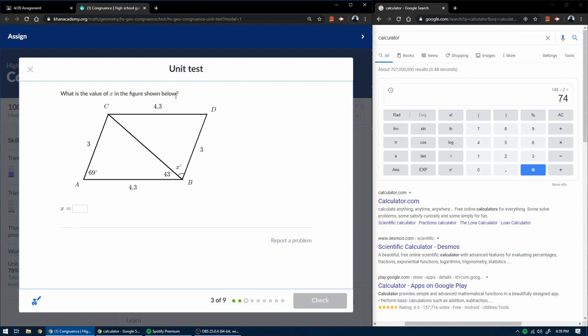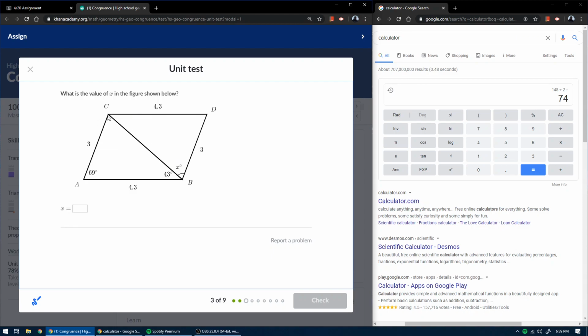What is x in the figure shown below? This is an angle. Okay, so here, what I can see is that it looks like this is 4.3, this is 3, this is 3, 4.3. I got two triangles. I know a side, I know another side, I know another side. So I know two sides for both of them. I also see that they share a side.